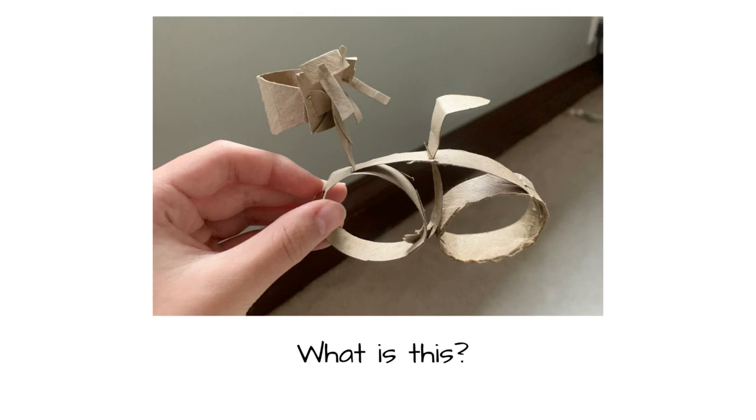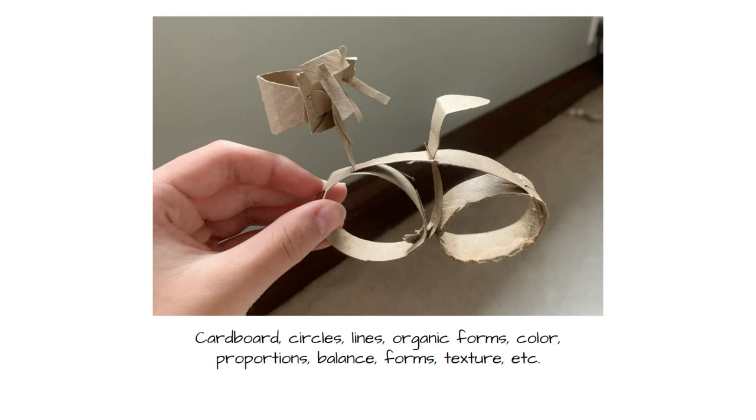What is this? Is it a bike? It looks like a bike, but could you ride it? When you take a second to look even closer, you may discover that instead of this being a bike, it's the illusion of a bike. It's the idea of a bike. There's cardboard, circles, lines, organic forms, color, proportion, there's balance, there's texture, but it is not a bike.